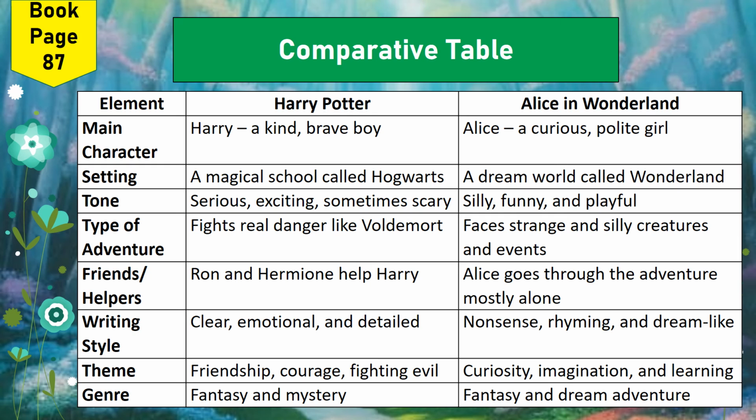5. Friends. Harry is supported by Ron and Hermione. Alice mostly travels alone through her adventure. 6. Writing style. Rowling uses clear and emotional writing with lots of detail. Carroll's style is rhyming, dreamlike, and sometimes nonsensical.